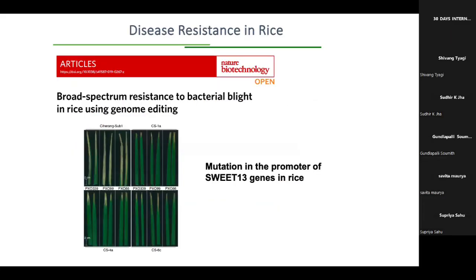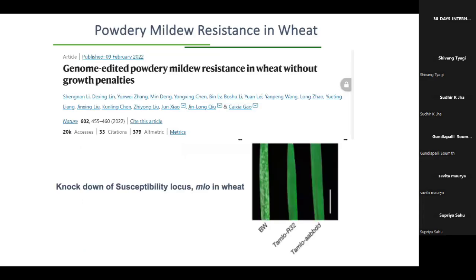Then mutations in the promoter of the SWEET13 gene in rice created bacterial blight resistance through genome editing. And powdery mildew resistance in wheat has been created by knocking out the susceptibility locus MLO, the mildew locus. That is a susceptibility gene which, when activated, makes the plant susceptible to powdery mildew. Therefore knocking out this gene makes it resistant. So these were a few examples.